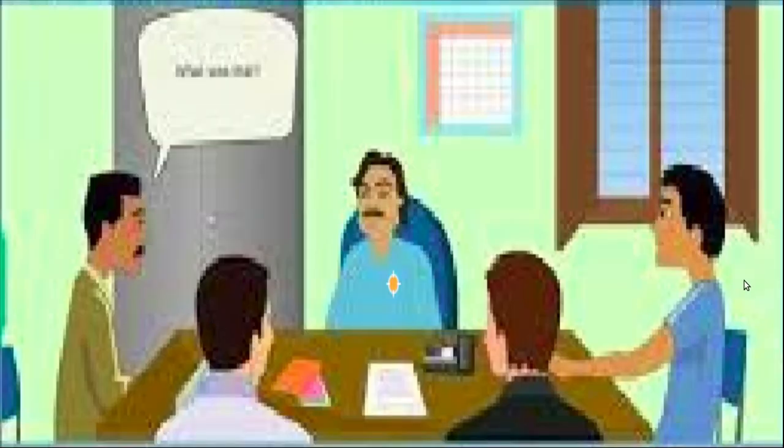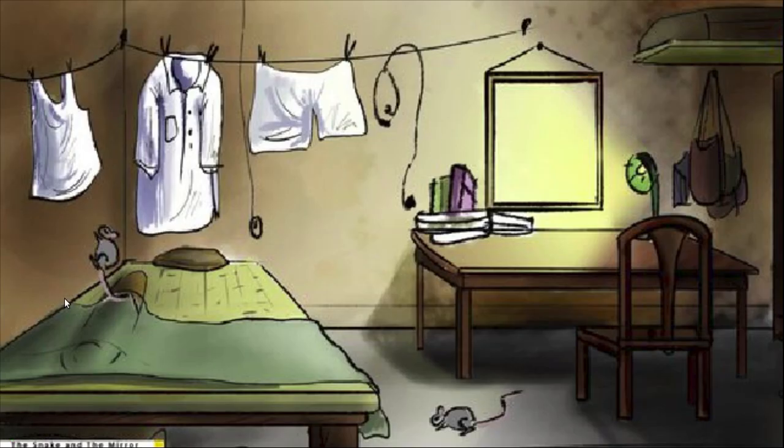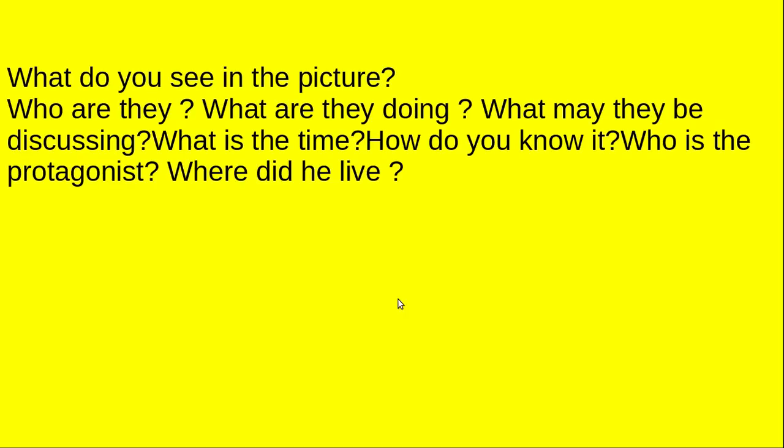Some people are there. A man is sitting against them. What may he be doing? Now, this is a room, something inside the room. You can see the things here. Everything you have to observe keenly. Now, what do you see in the picture?